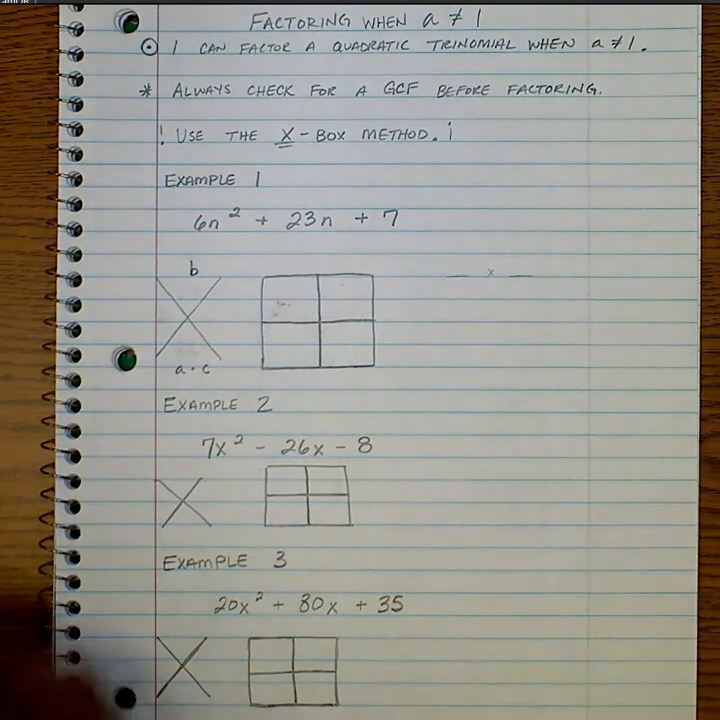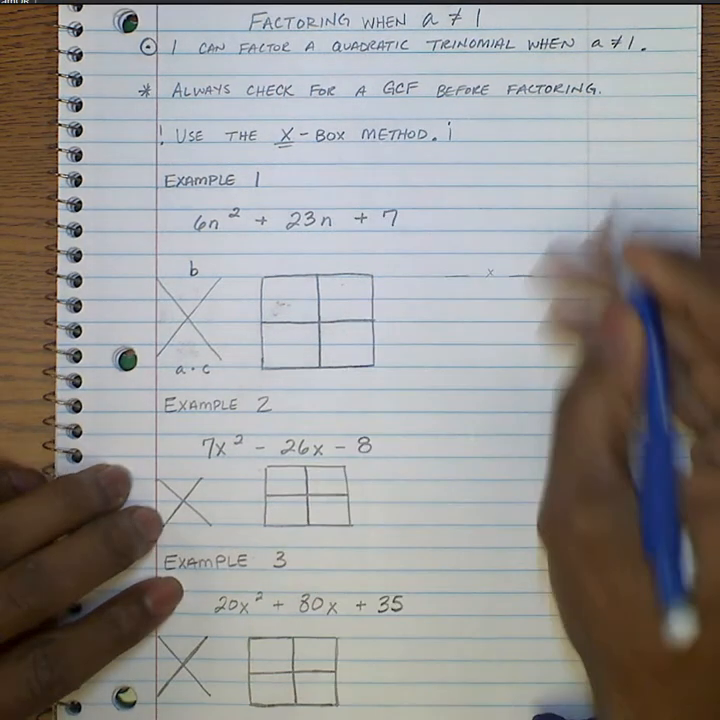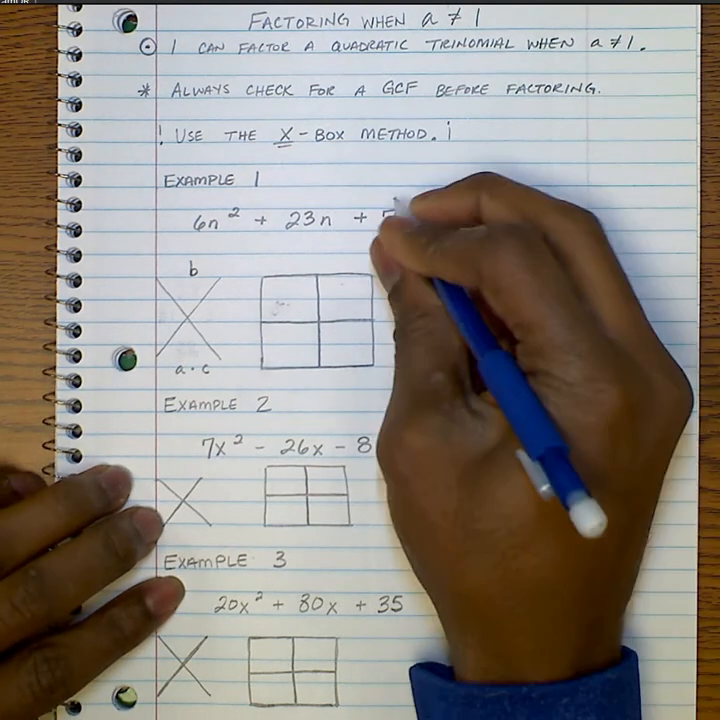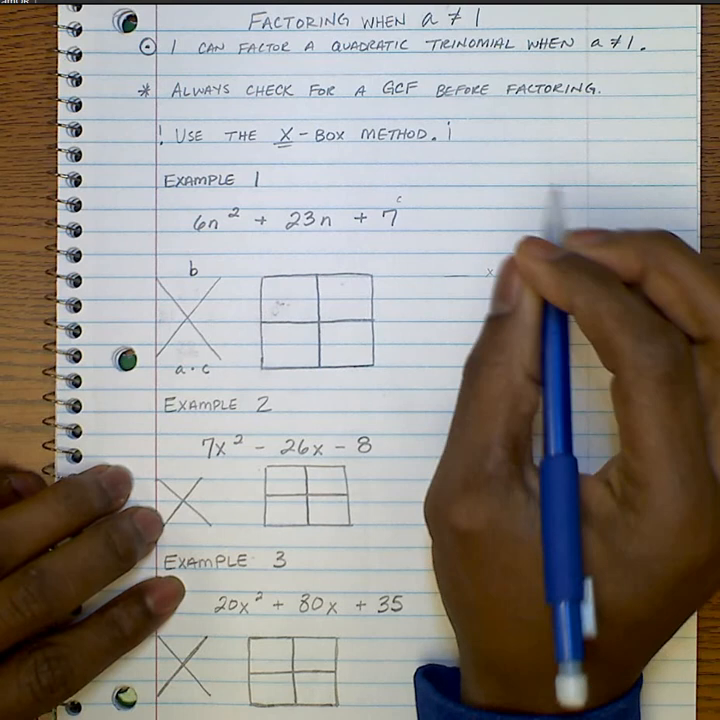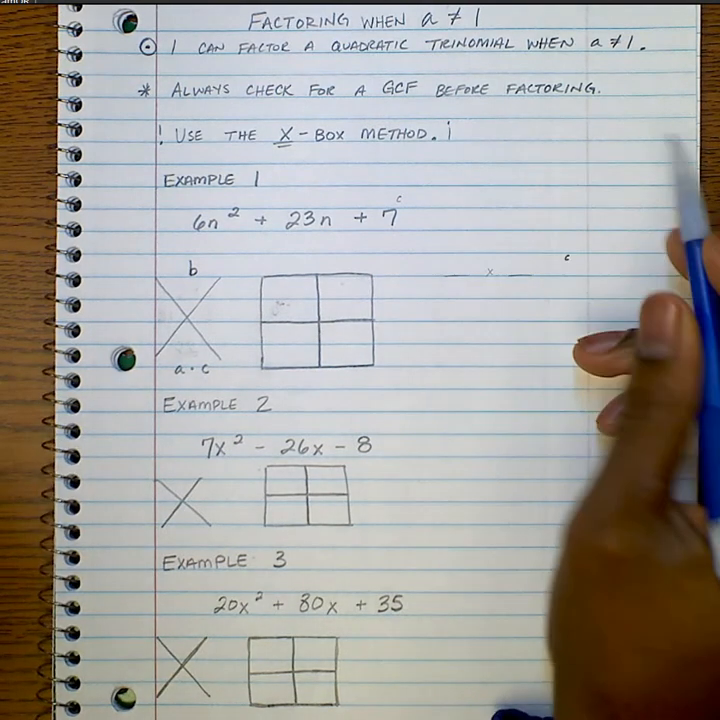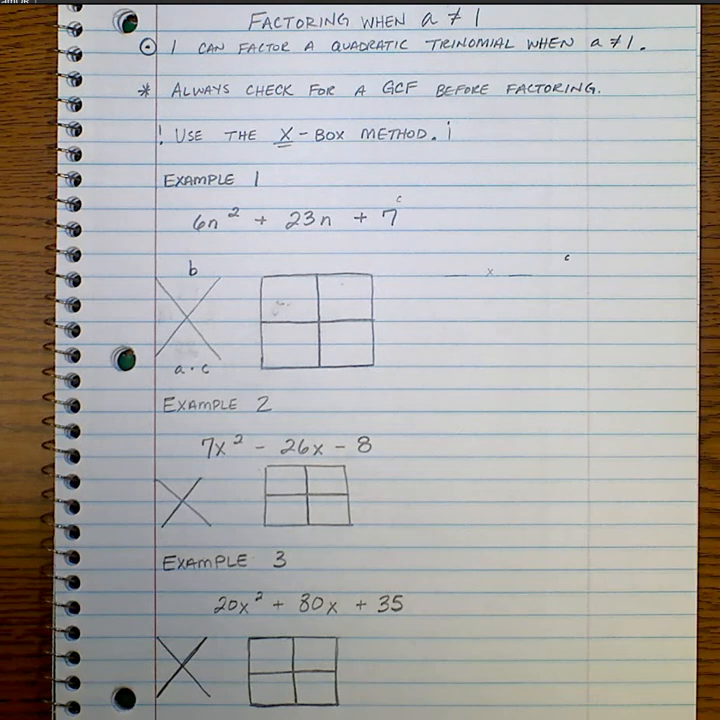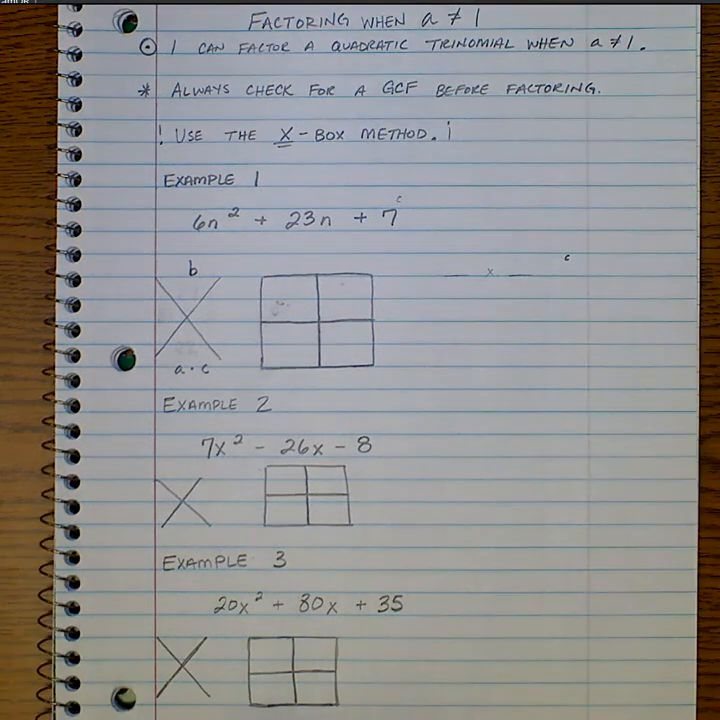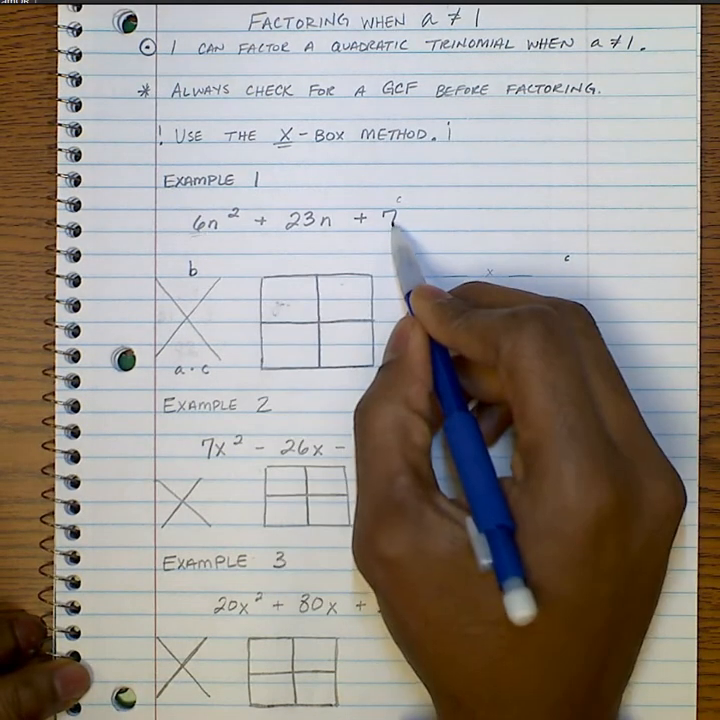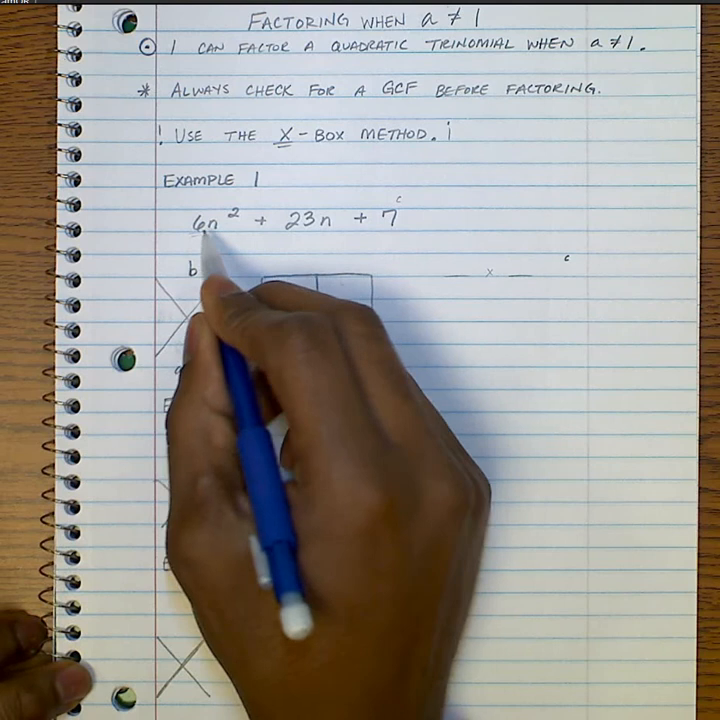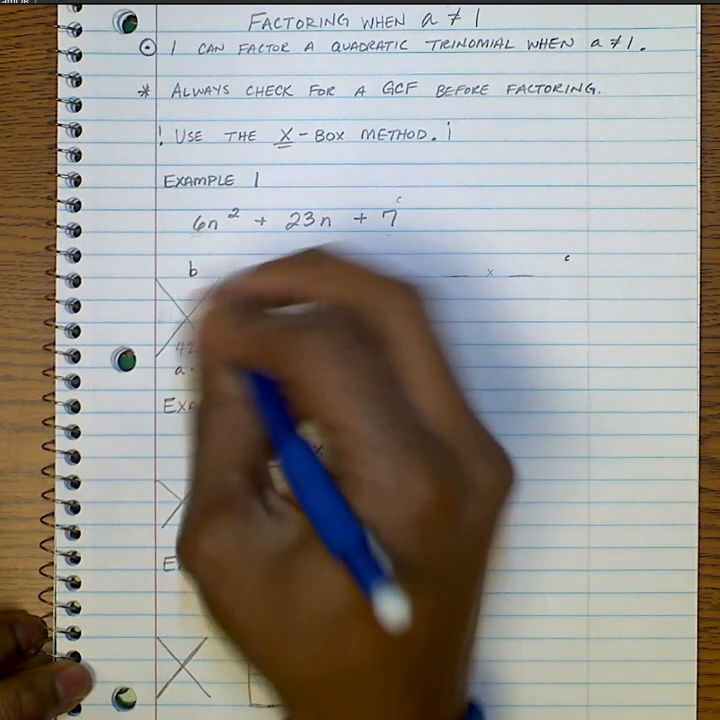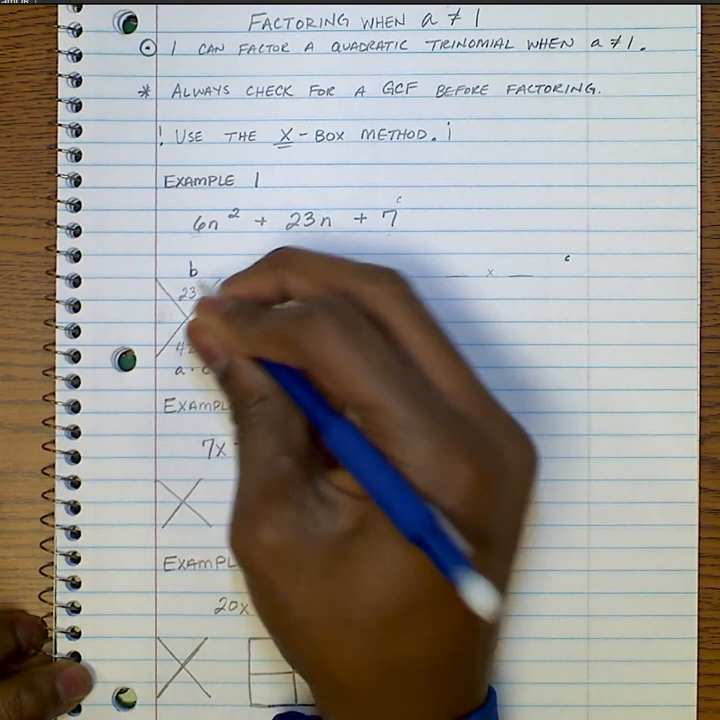Well, what's going to happen now, and I'll say I lied to you guys last time. I said two numbers that multiply to give you C, but it's actually two numbers that multiply to give you A times C. And I could just say C last time because A was always 1, so it didn't matter. But for this, when A is not 1, we're trying to find two numbers that multiply to give us A times C. In this case, that's 42. And two numbers that add to give us B. It's 23.